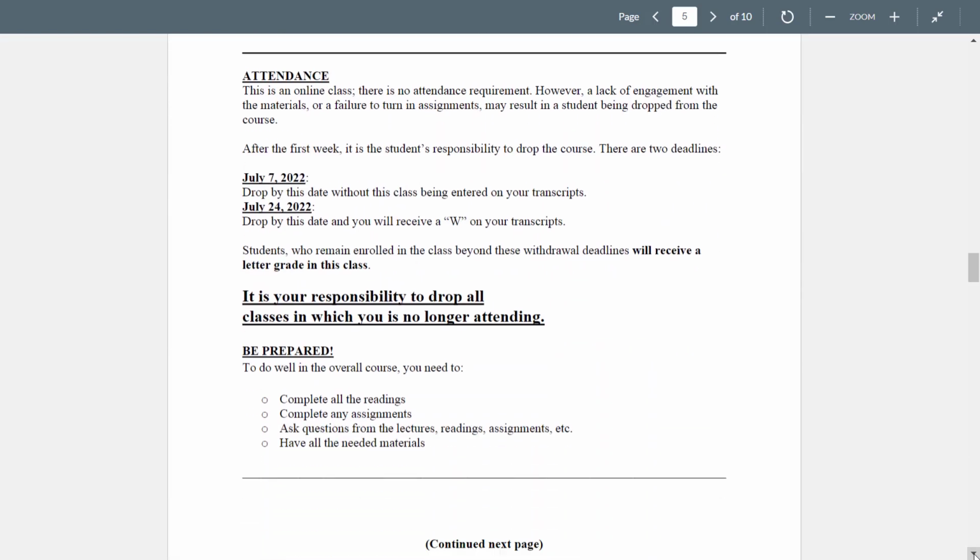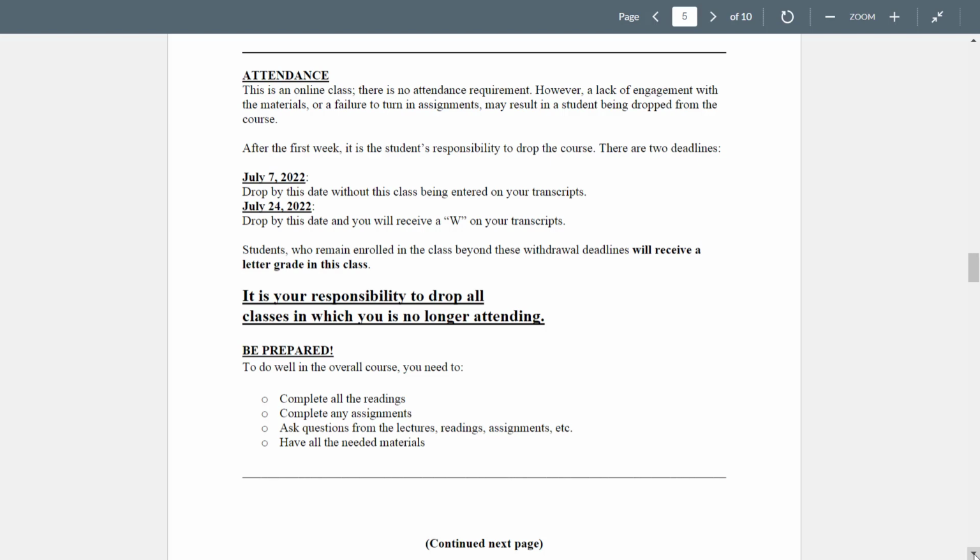Okay, attendance. Of course, it's an online class, so there's no real attendance requirement, but a lack of engagement with the materials or failure to turn in assignments can result in you being dropped. After the first week, it's your responsibility to drop the class. So I'm not going to drop people after that. Okay, so it's your responsibility. There's two deadlines. July 7th, you can drop it without anything being entered on your transcripts. July 24th, you'll get a W.